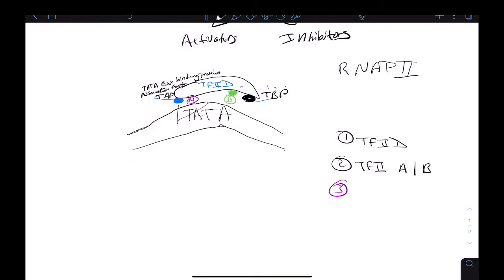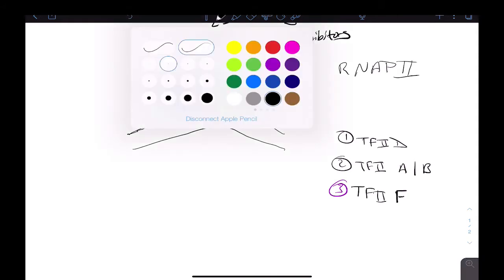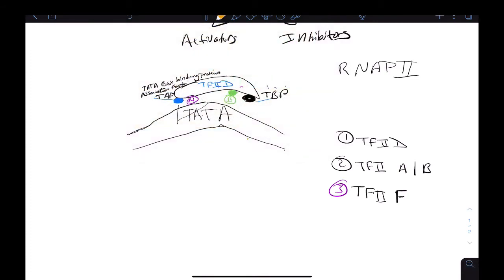In the next step, we get another guy coming over here. This is not RNA, I'm sorry, this is going to be TF2F, transcription factor 2F. Transcription factor 2F is going to come and bind to the RNA polymerase, and it brings it to the promoter region and attaches to form a pre-initiation complex, right? So here, let's draw out our polymerase now. Let's just use an orange.